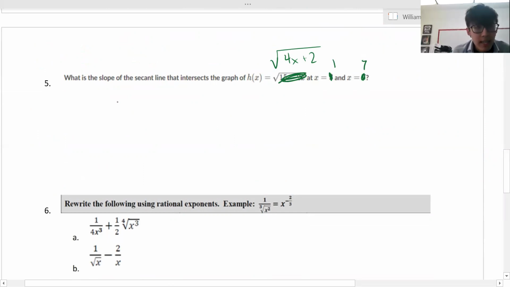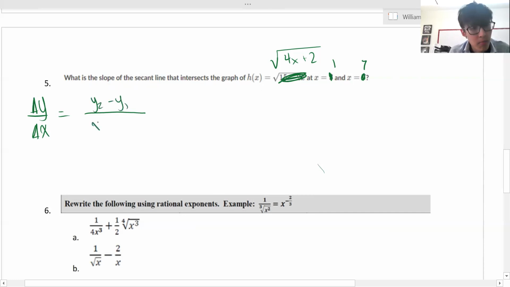Well, the slope of the secant line is always still the same. The slope is change in y over change in x, and you can think about it in these terms if you want: y2 minus y1 over x2 minus x1. The question is now, what are our points? What are x1, y1, x2, and y2? Well, I have an x1 value here and an x2 value here. We just have to plug them in to find the corresponding y values.